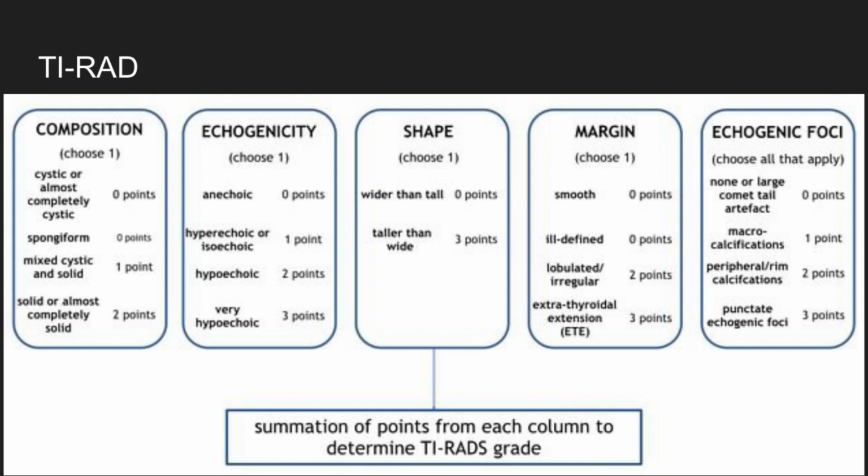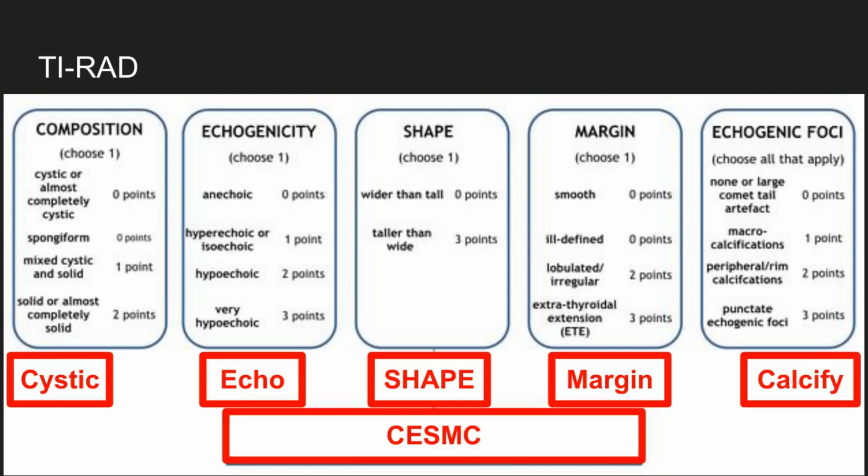According to the TI-RAD tool, we can assess 5 features of a thyroid mass to determine their risk of being malignant or not. The 5 features are composition, echogenicity, shape, margin, and echogenic foci. To better memorize them, I personally use the mnemonic C. Sounds like seismic, which is the abbreviation of cystic, echo, shape, margin, and calcifications.